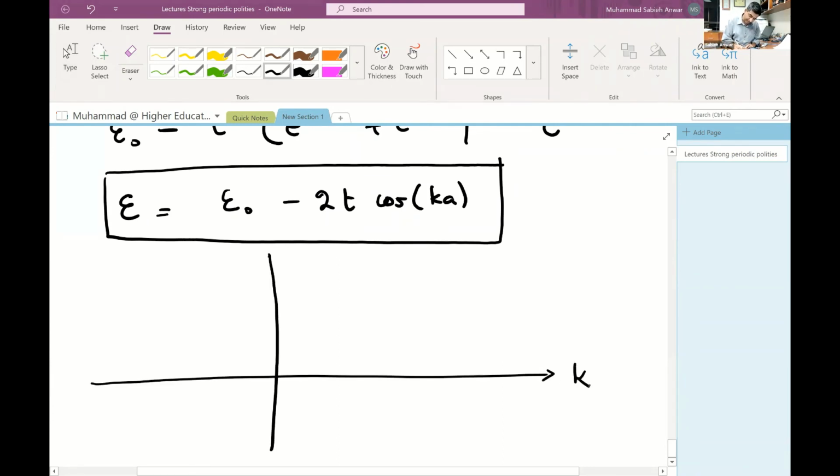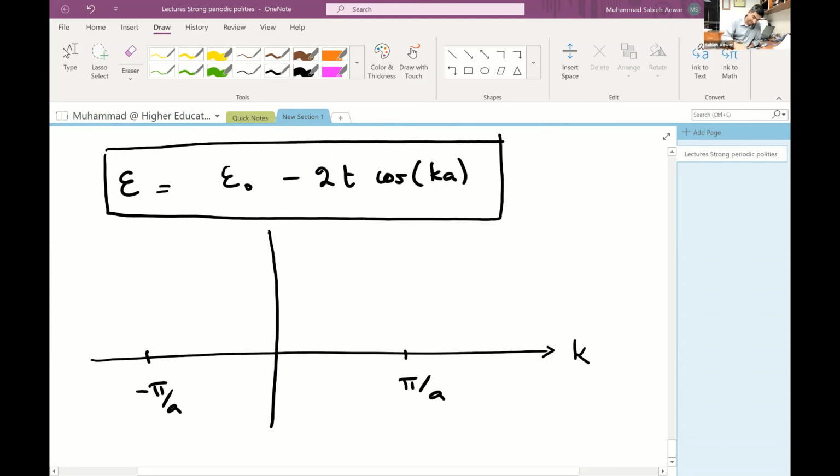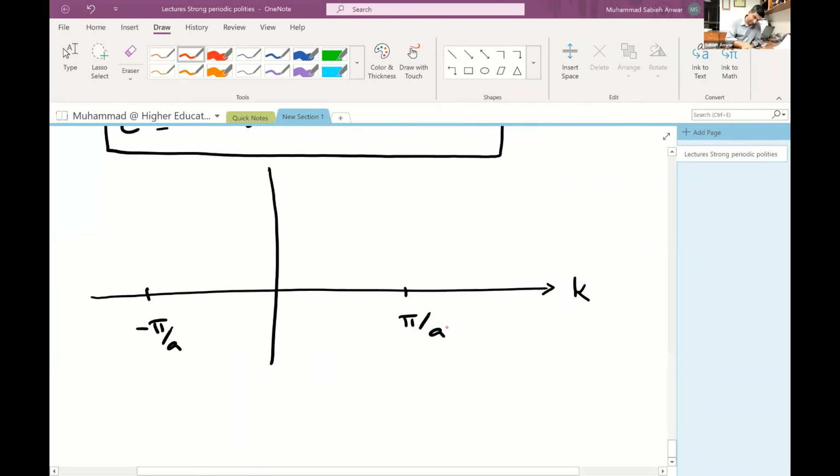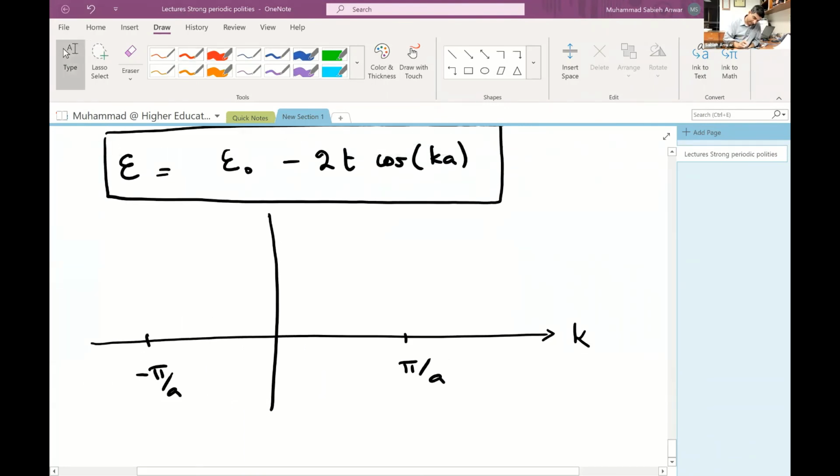If I were to plot this, this is what the dispersion relationship is going to look like. I have k on this axis. It's a one-dimensional problem. I put in my Brillouin zone boundaries pi by a and minus pi by a and simply plot. It's a cosine function. So the plot is inverted. It goes down by minus 2t units and it's along a baseline of epsilon naught. Suppose my epsilon naught, without loss of generality, I call it 0 because this is just a constant. So this is what my dispersion relationship is going to look like.